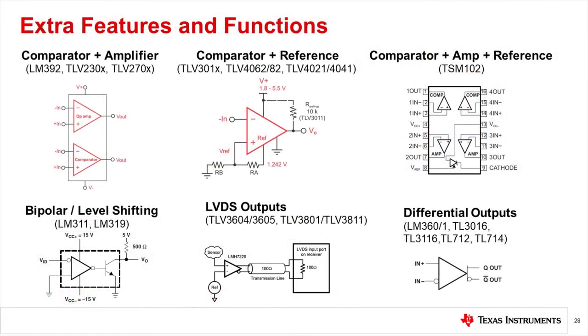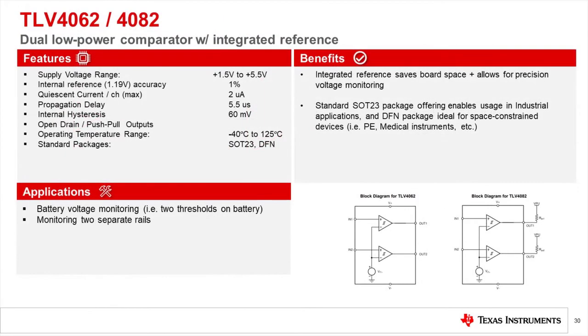We also have several different devices with integrated features and functions to help with board space issues. We have a comparator and amplifier combination, and comparators with integrated reference, so you don't need to design a reference level with extra resistors. It's just integrated into the device. We also have differential outputs, level shifting devices, and LVDS on our higher speed devices. So now I want to go over a couple of devices that have these features.